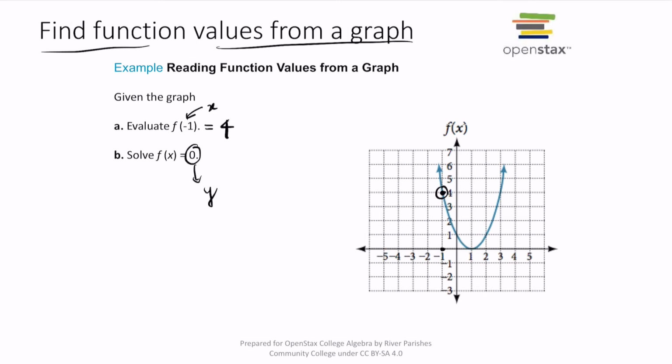Next, f of x equal to 0. Which means that for the output 0 on the y-axis, wherever 0 is, find the x value. So for the y-axis where 0 is, you are finding the x value. The x value is 1. So x is 1 here. This is how you can evaluate functions from a graph.